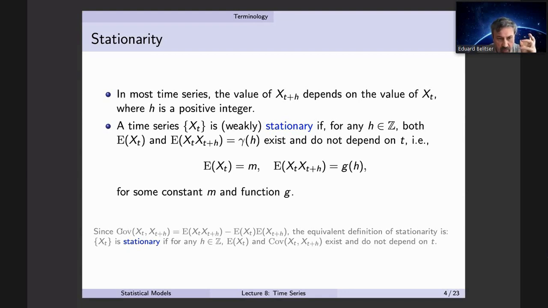Well, because covariance is equal to expectation of the product minus expectation times expectation. Since we assume that expectation is the same, here we have mu. Of course, assuming that this quantity depends only on h, it's equivalent to saying that the covariance between xt and xt plus h depends only on h, it doesn't depend on t.